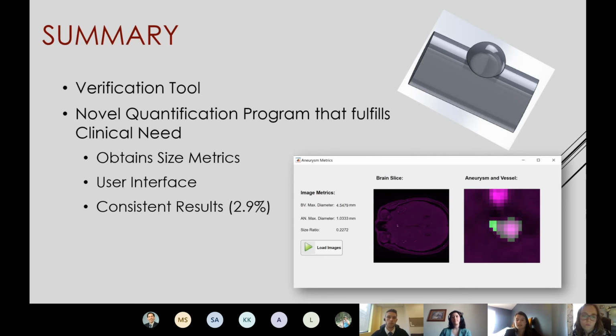The program also gives consistent results over time that will allow physicians to ultimately determine the best treatment plan for patients. Because of this, we deemed our project a success. We met customer needs while fulfilling a clinical need with a novel solution.